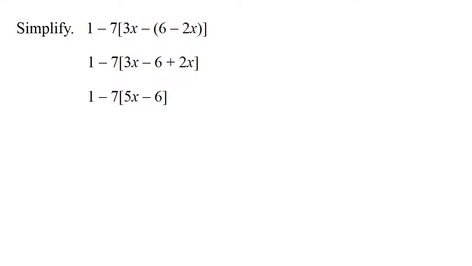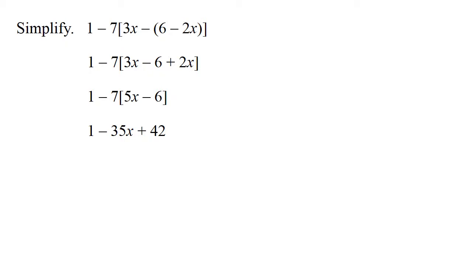So I can combine what I can inside my group here. And now I can't do any more with the group. 5x and 6 are not like terms. So then next, exponents, no exponents. So now I come to multiplication. Notice that -7 is touching the bracket, which means multiplication. So I'm going to distribute -7 times 5x, -7 times -6. It's going to give me -35x plus 42.